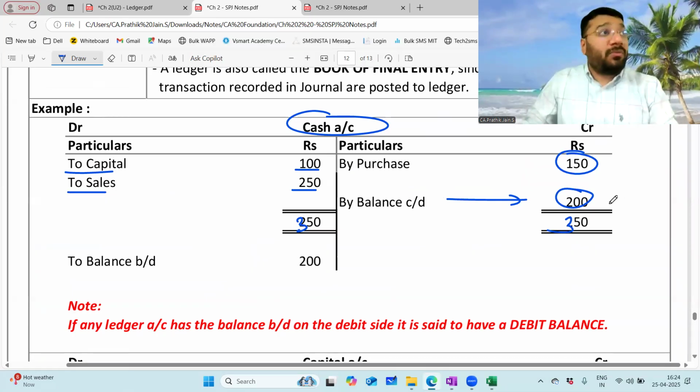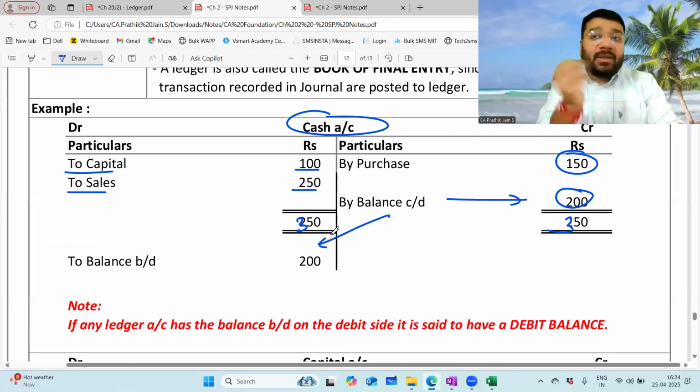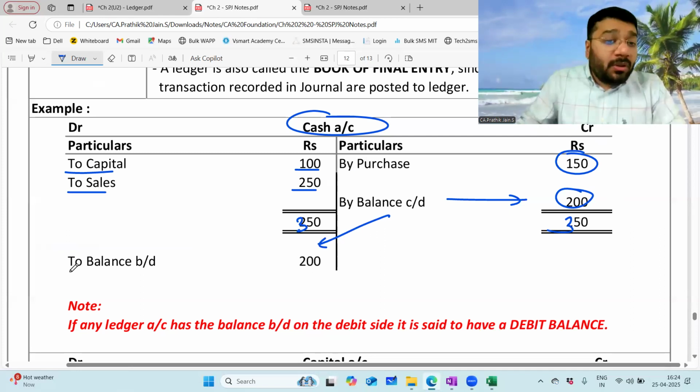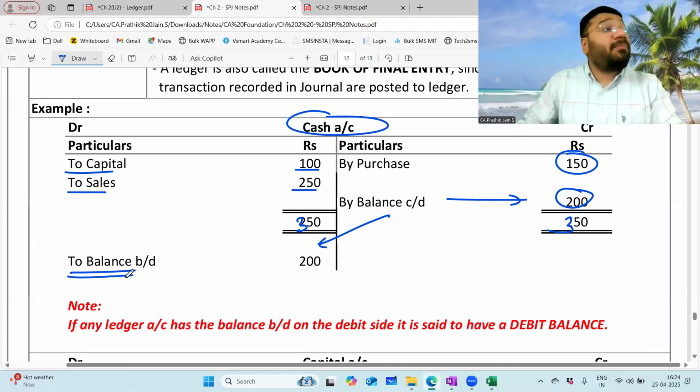And the balance brought down will always come on the opposite side. Now, this is called "to balance brought down."